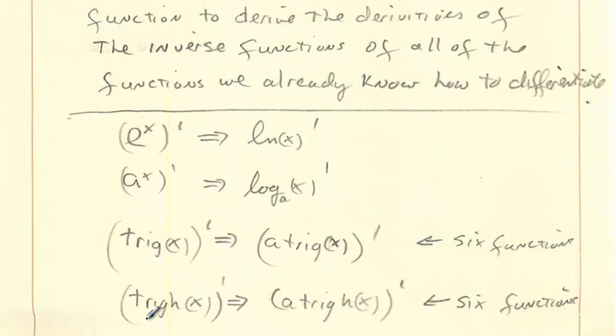And the inverse function of e to the x is ln of x, so we'll find the derivative of ln of x. We'll find the derivative of the general log, because it's the inverse function of a to the x. And then we'll find the derivatives of all the inverse trig functions using the trig function derivatives we already know, and the same thing with the hyperbolic trig functions. So this is a fairly important concept for the half of the derivatives that we don't know already.